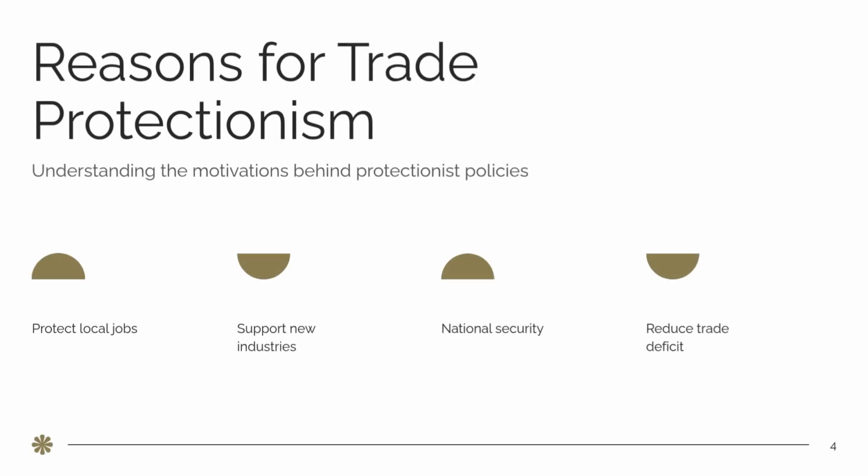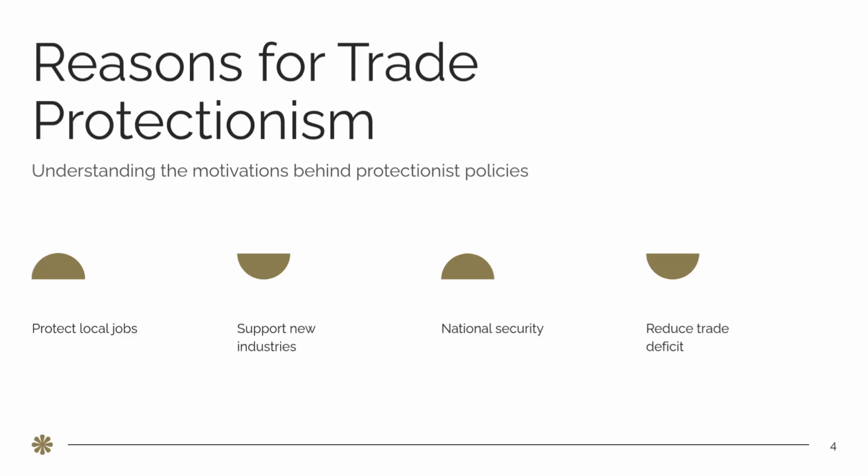Now we look at the reasons for protectionism. So why do governments use protectionism? One key reason is protecting local jobs. For example, supporting the UK steel industry helps preserve jobs in regions like South Wales. Another reason is supporting infant industries, new and developing industries that need time to grow. For example, the UK might support emerging green energy firms to compete globally in the future.